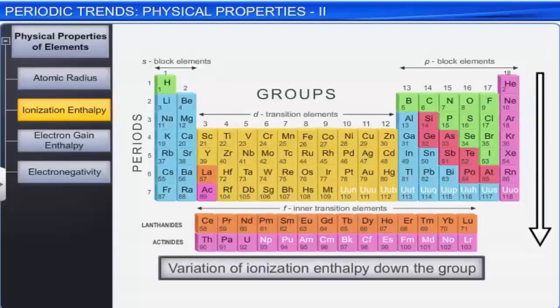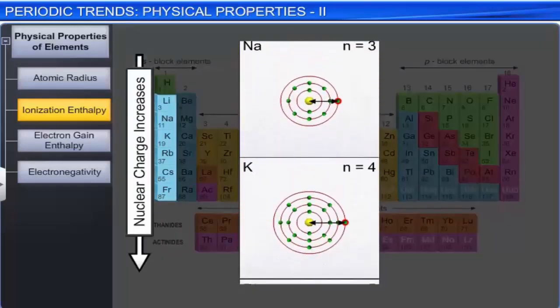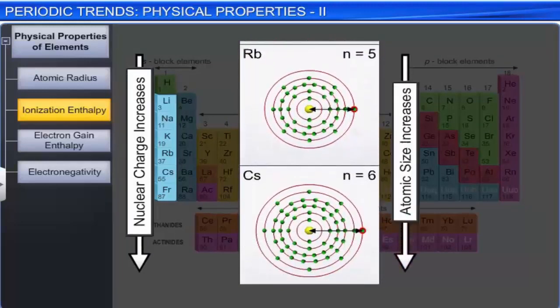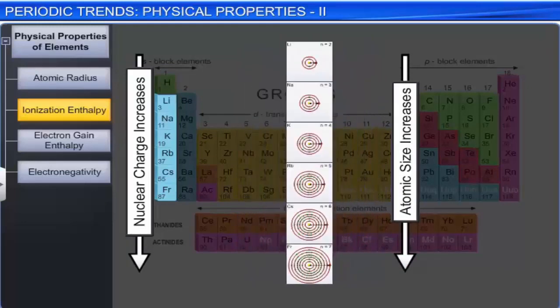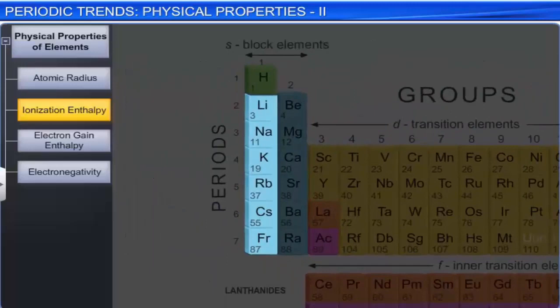Let's now discuss the variation of ionization enthalpy down the group. As we go down a group, although the nuclear charge increases, the size of an atom and the shielding effect also increase with the increase in the number of shells. Due to this, the nuclear attraction on the outermost electron is decreased. Thus, removing such an electron requires less energy, and hence ionization energy decreases down a group.